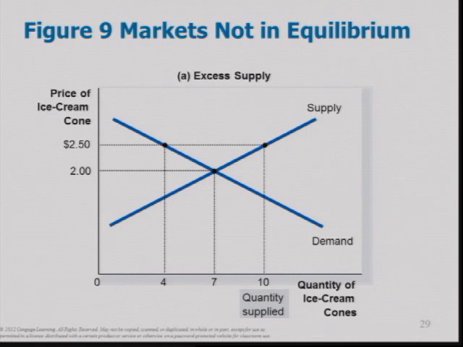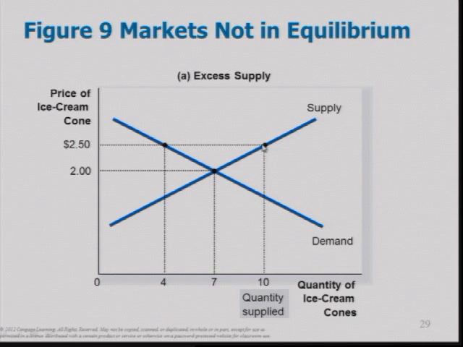Well, what happens at $2.50? Sellers are happy. They're willing and able to provide how many ice cream cones at $2.50? 10. At $2.50, remember we're looking at the supply curve here. At $2.50, our suppliers are willing and able to sell 10 ice cream cones. At $2, they were willing and able to sell 7. But at $2.50, they're willing and able to sell 10.